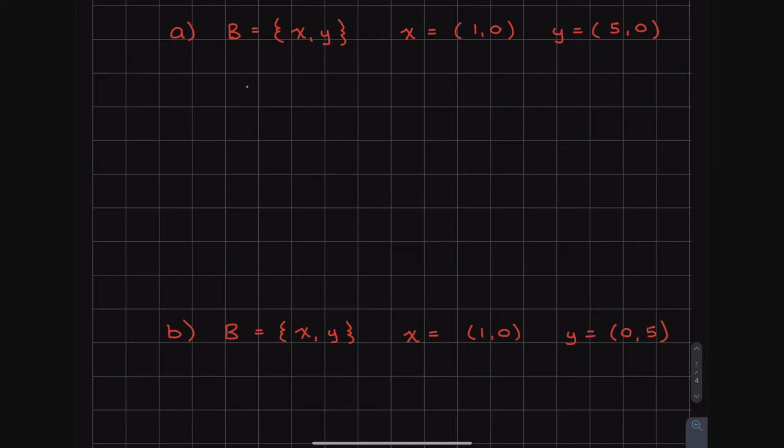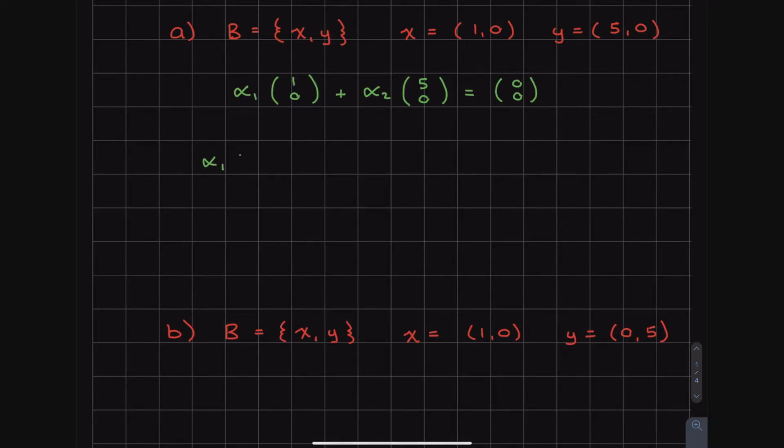So what we're going to have is alpha 1 times x, which we know is 1, 0, plus alpha 2 times y, which is 5, 0, and we're going to make this equal to the 0 vector. Since the vectors are 2 numbers long, the 0 vector is going to be 2 numbers long, so nice and easy. From here we can expand this out, and we're going to get 2 equations.